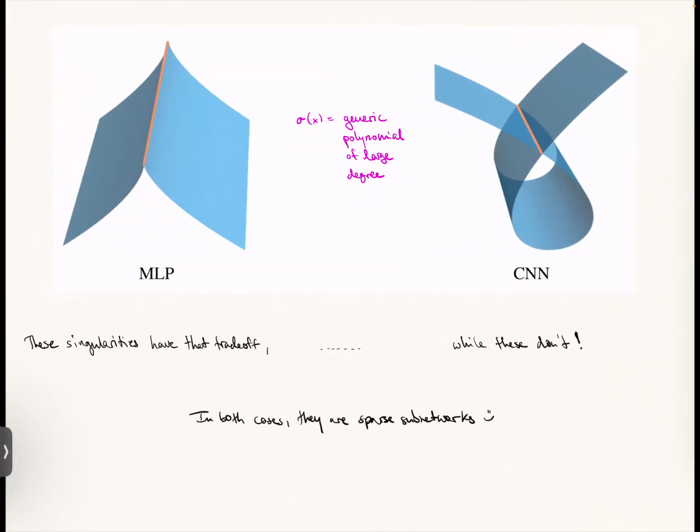Okay, and then maybe just one last thing. I just added this one last thing because I saw that a few weeks ago you had a talk by Jose Rodriguez, and I just wanted to make a connection between that talk and this talk.